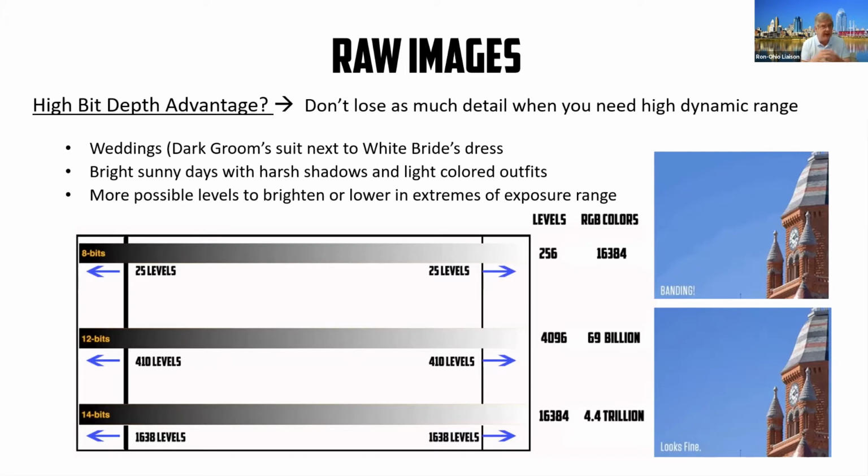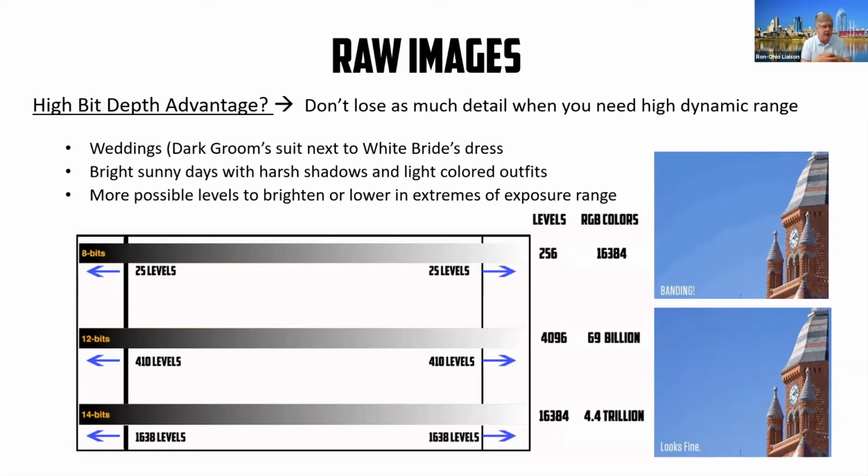Or a bright sunny day with harsh shadows. I had this the other day, a guy wears a white shirt outside in the sun. Now if I don't want to blow out his shirt, then I have to darken everything up, and that makes things hard in the background because everything's all dark again. So the high dynamic range situations are crazy.